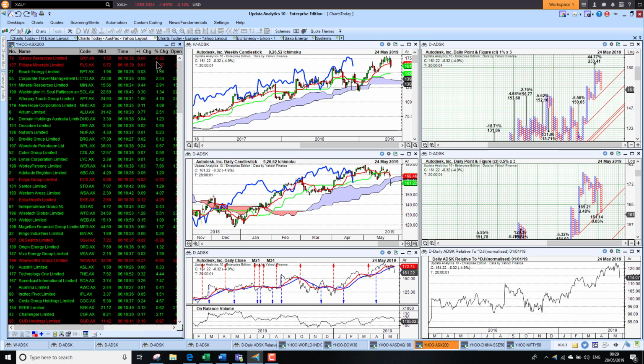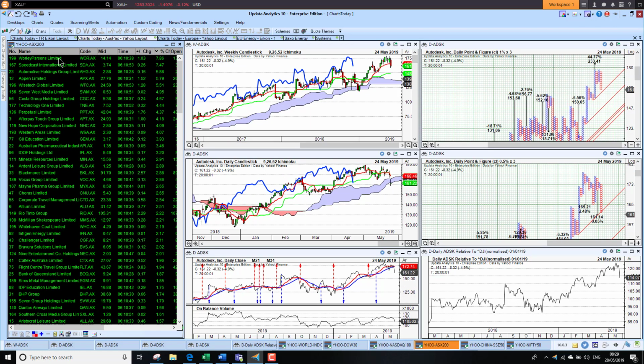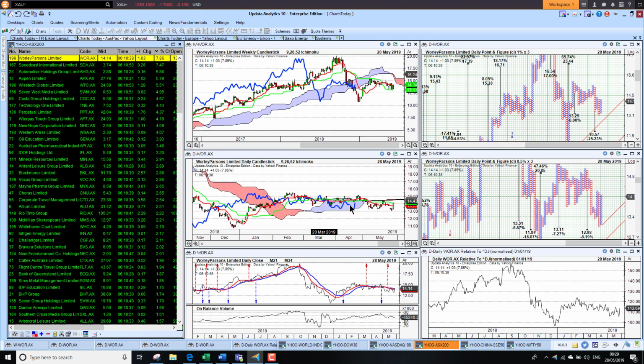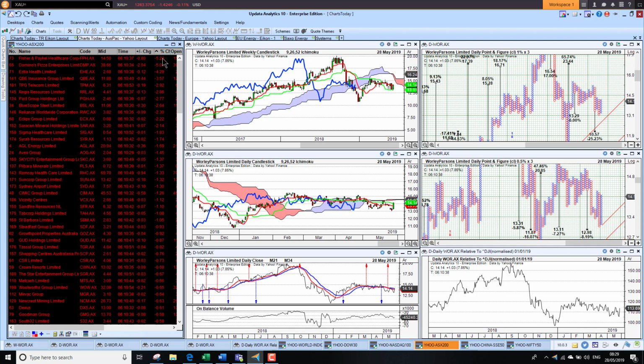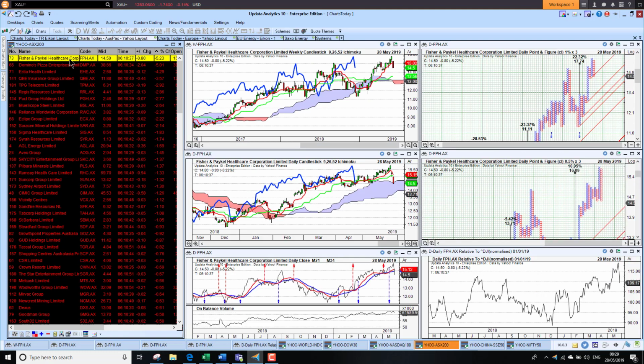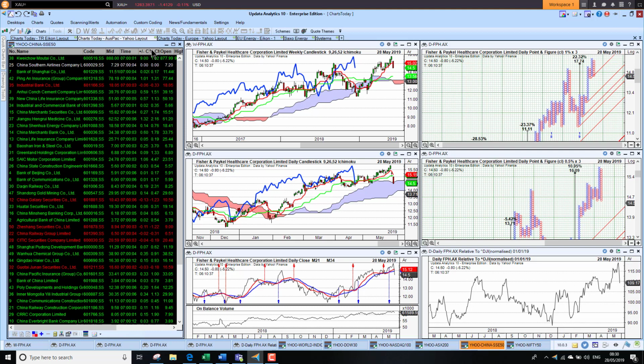Looking at the Aussie market, the best performer being Worley Parsons Limited, up 7.8%, and the chart really just going sideways there for the last few months. And on the downside, we saw Fisher and Paykel Healthcare down 5%, so they really have had a bit of a sell-off there, but still the chart looking pretty bullish and outperforming the Dow Jones so far this year by 9%.